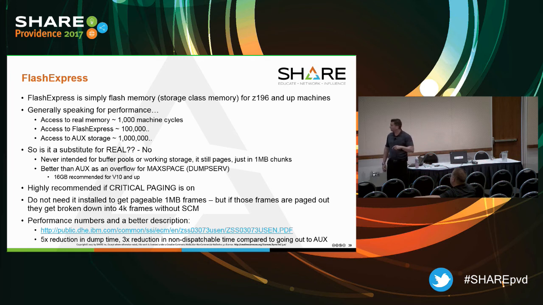But this is my little number sheet out of the red paper there. Access to real memory, depending on lots of things, and this isn't a z14 reference, is about 1,000 machine cycles. 100x more for Flash, and then 100x more for aux. So it's better than going to auxiliary, but it's 100 times worse than going to memory, so put everything in central storage.